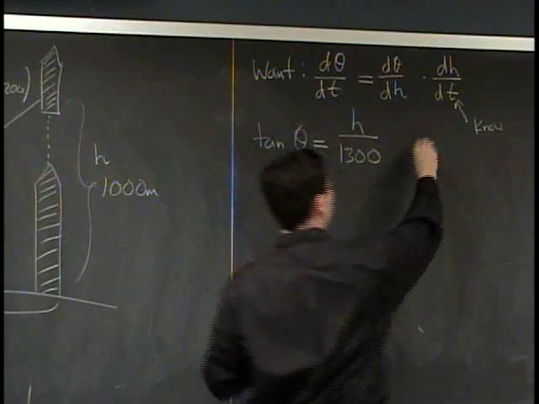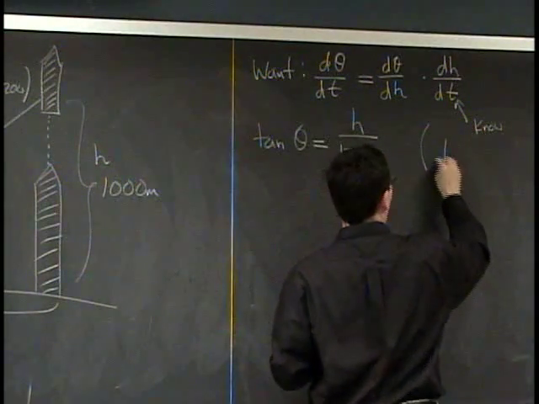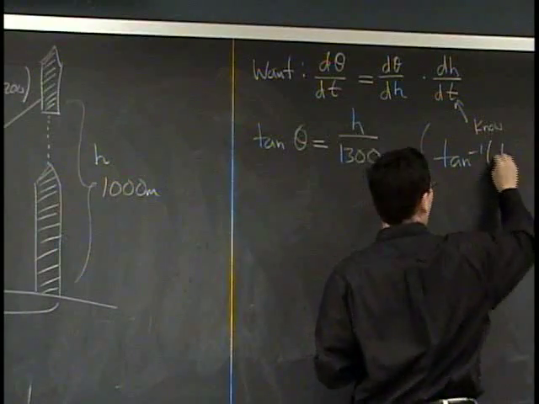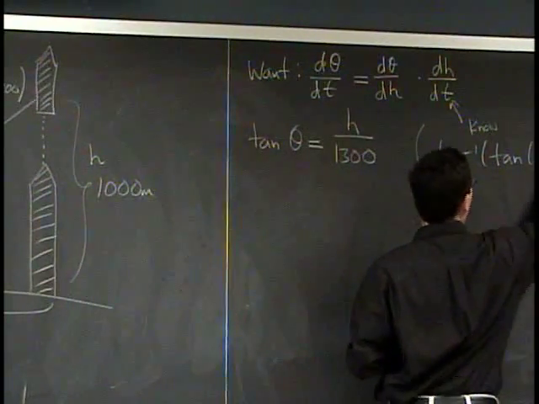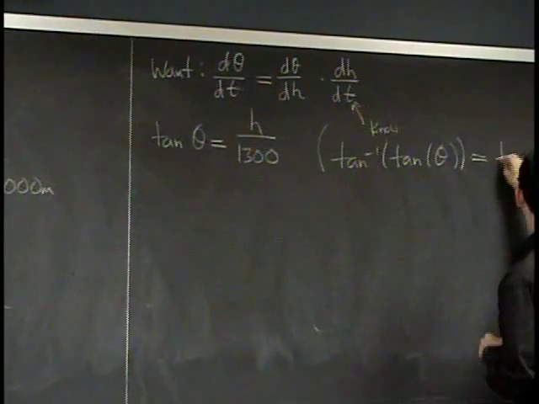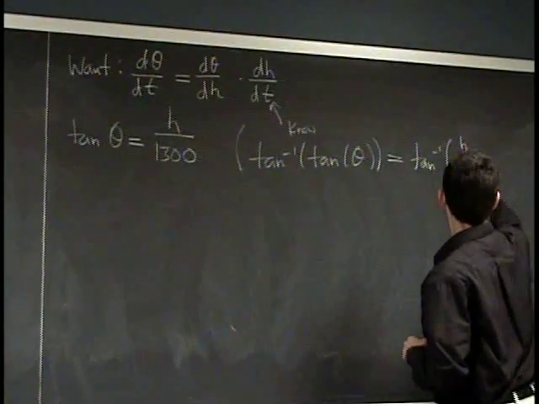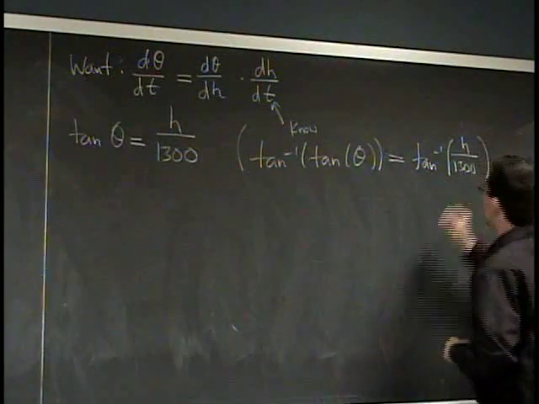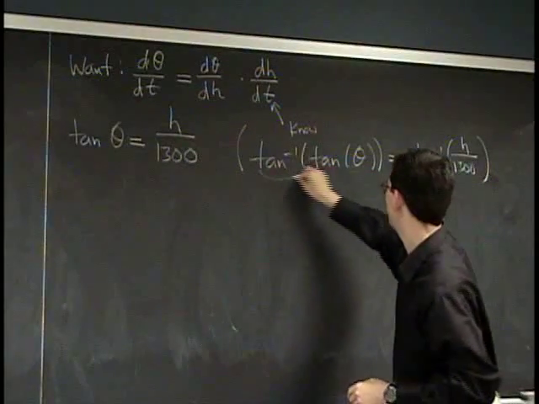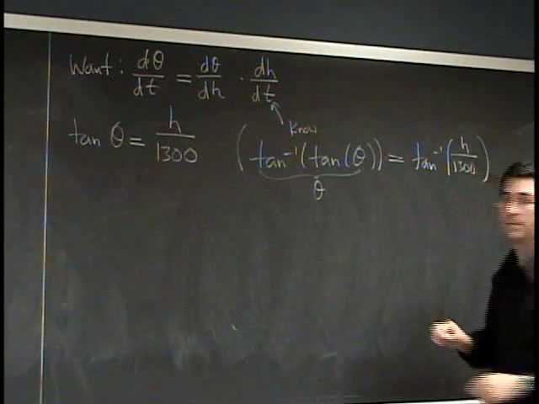So I could get, right? I could do arctan of tan of theta. Right? And that'll equal arctan of h over 1300. Okay? And then this bit here will just be theta.